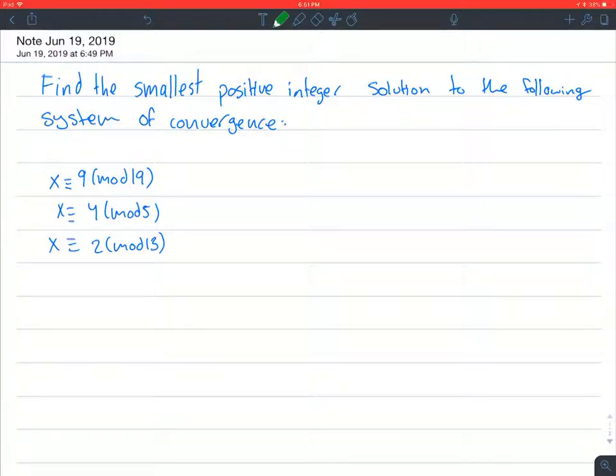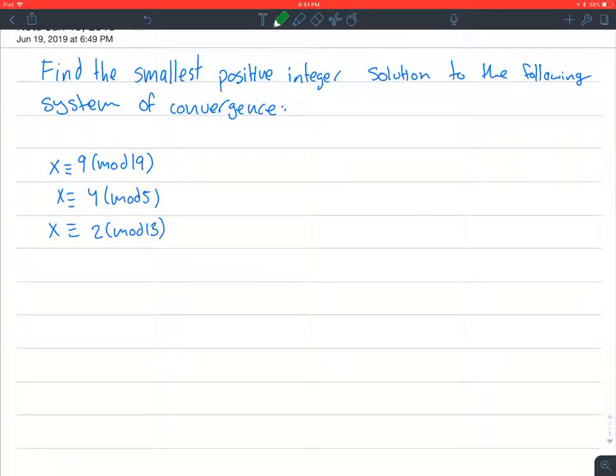Alright, sup nerds. In this question, they're asking us to find the smallest positive integer solution to the following system of congruences. So we're starting with 3 equations. Our first step is to choose one and set it equal to one of the other equations. First we need to solve for x. So I'm gonna pick the second equation.